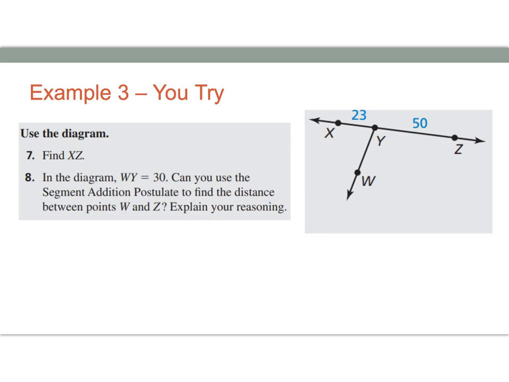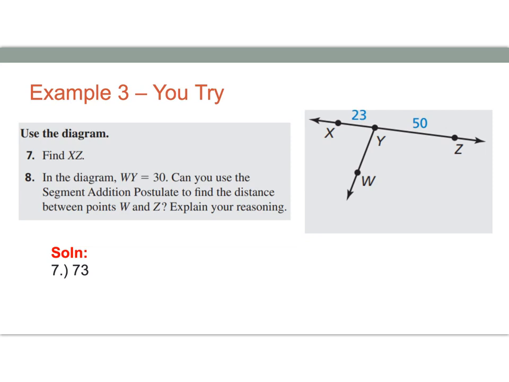For this example, we're to find the distance from X to Z. So here I want XZ, which is this distance. In order to find that, I can see that I have the distance from X to Y and Y to Z. X, Y, and Z are all collinear, so I know that I can add 23 to 50 to get my distance of XZ. When I do that, I get a distance of 73 units.